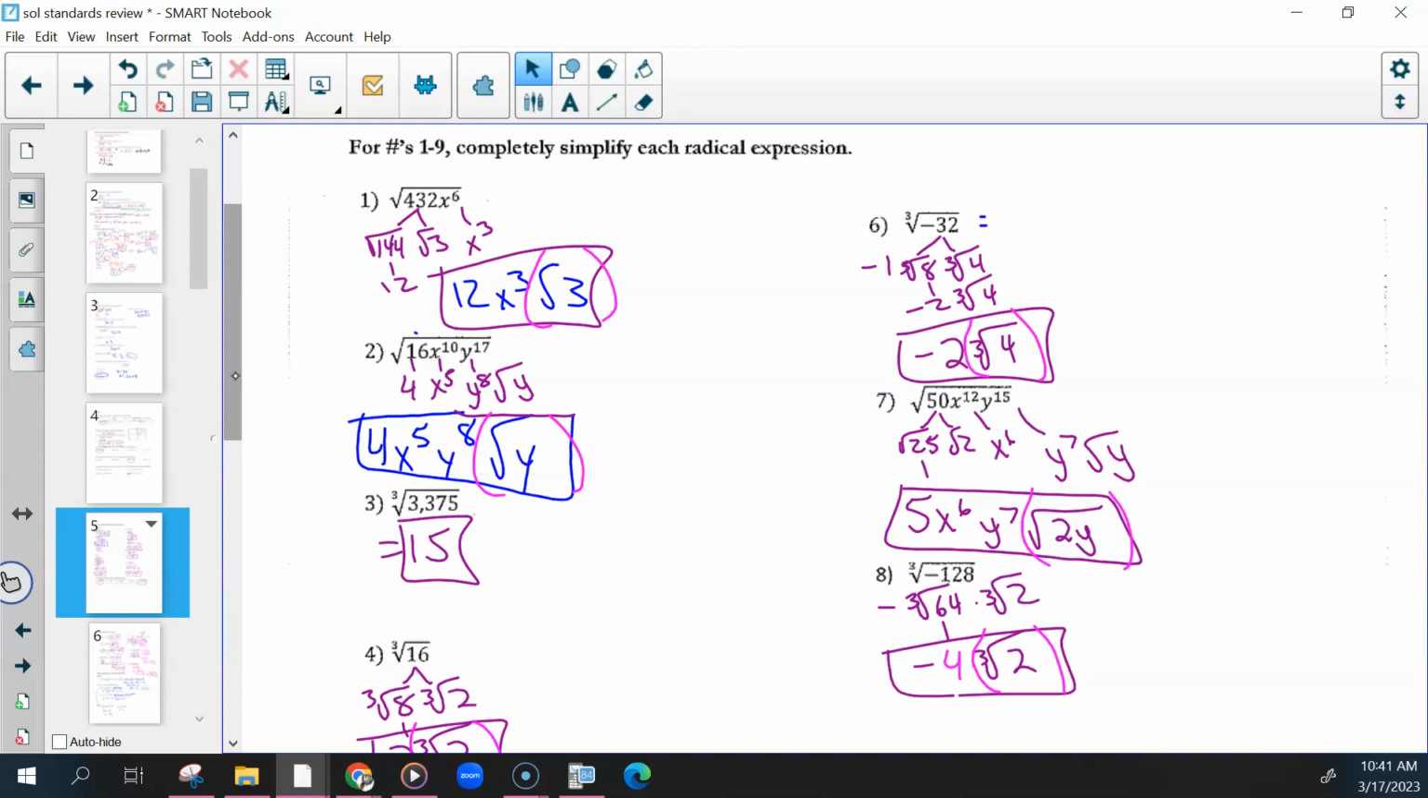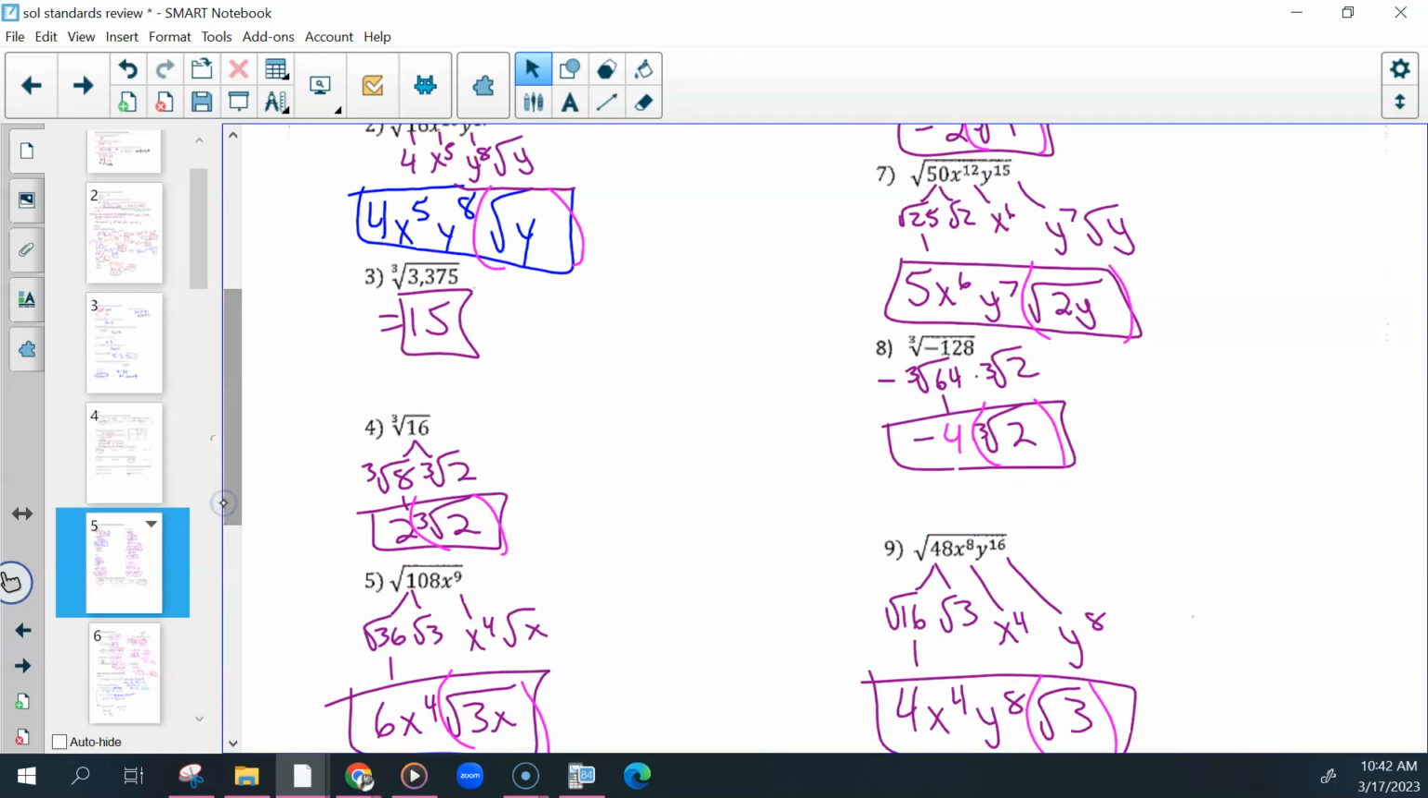So then for number 2, your answer was 4x to the 5th, y to the 8th times the square root of y. 3 happened to be a perfect cube of 15. So if you put that into your calculator, you could get that number. 4 was 2 times the cube root of 2. And 5 was 6x to the 4th times the square root of 3x.